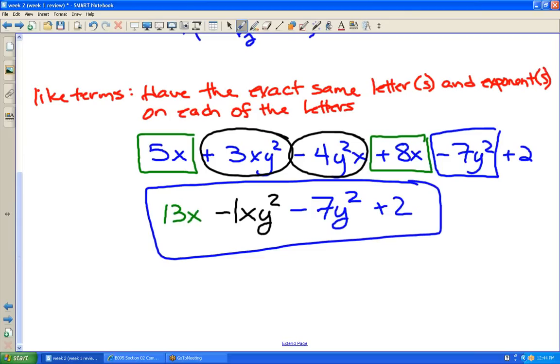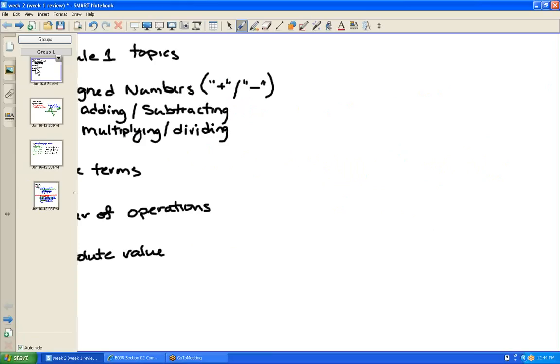So don't try. I don't want you to worry too much about the front, and we're looking for the same letters, same exponents on each one of the letters. Okay, let's go back and see my next topic that I determined was order of operations.